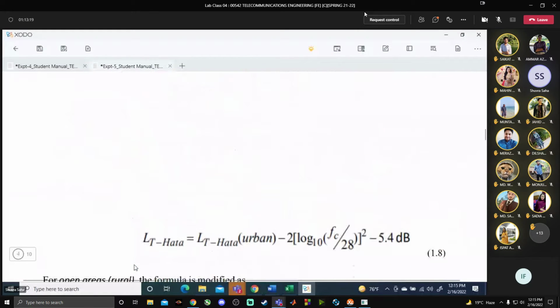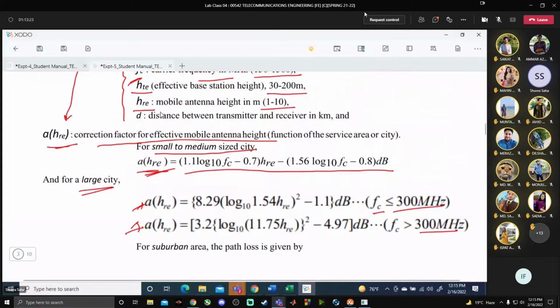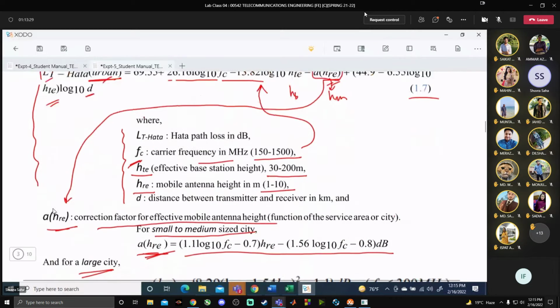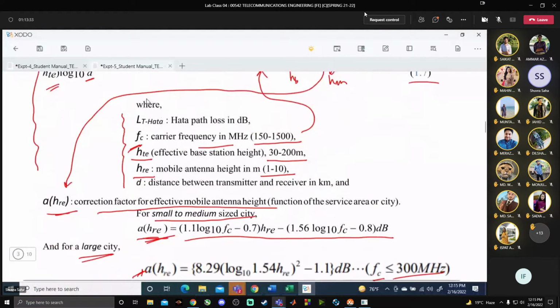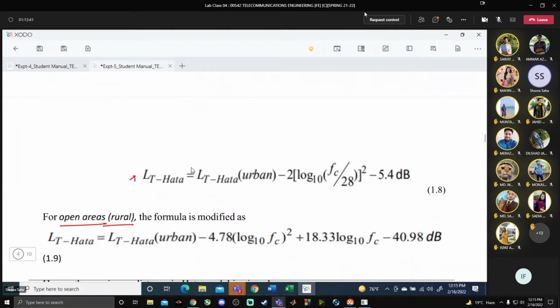And for suburban area, so this is all for urban area. This is how you calculate the propagation model for urban area, city areas. Sorry, urban area, city areas. And for suburban areas, small towns, this is the path loss equation derived from the urban area.